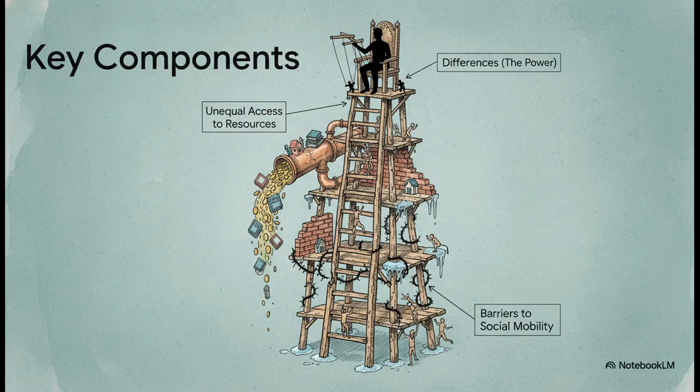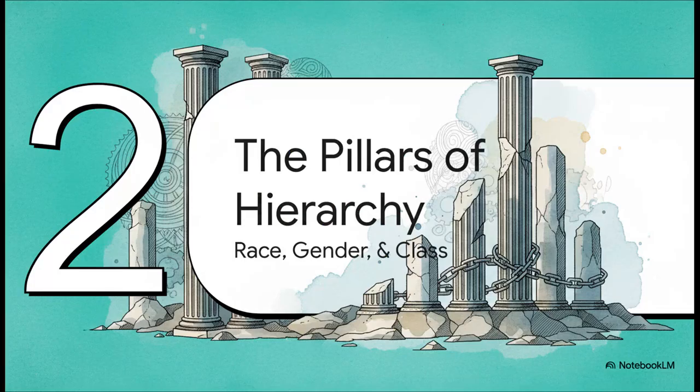First, you've got the hierarchy itself, the ladder. Then there's the fact that resources aren't passed out equally. That, of course, leads to differences in power over who gets to make the big decisions. And finally, you end up with barriers to social mobility, which really just means it can be incredibly hard to actually climb that ladder. Okay, so what are these hierarchies actually based on?